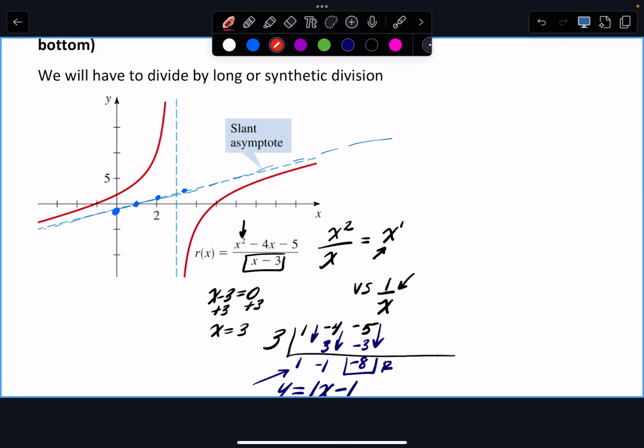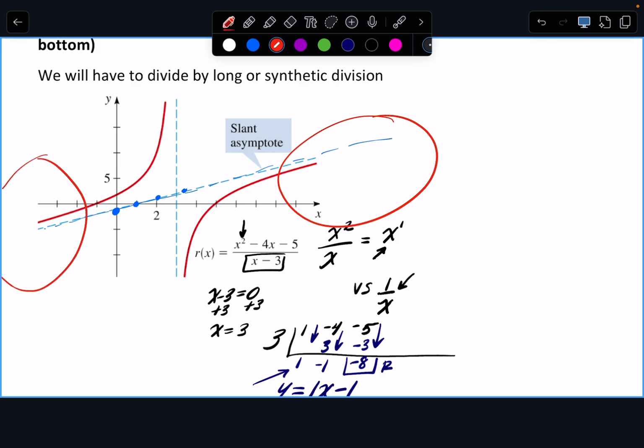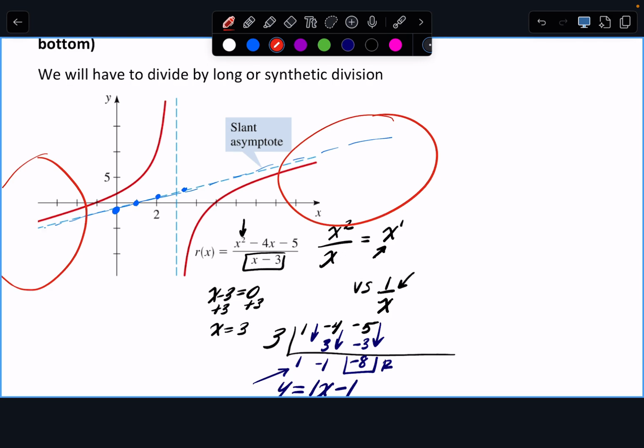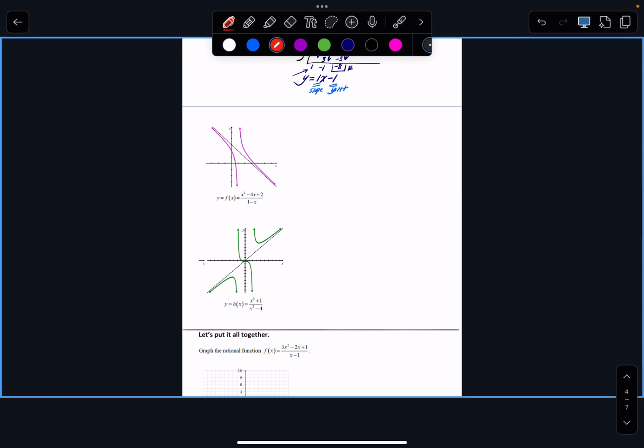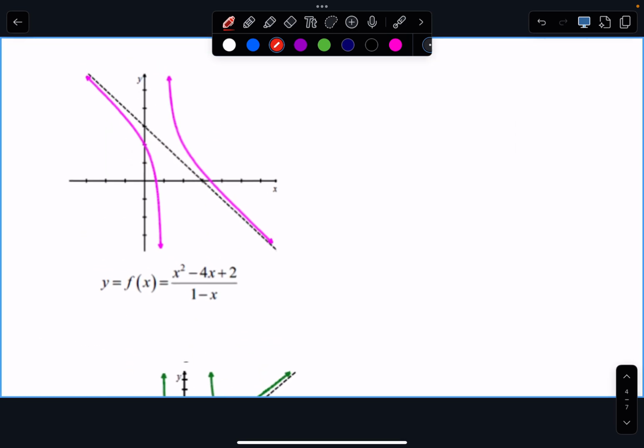And it shapes your graph. Look, see, as you go far out to the right, isn't that dotted line where it's approaching? To the right and to the left, isn't it where it's approaching? So it works the same as a horizontal asymptote, but it's going to guide our graph. Okay, cool. All right, so let's just get to the point here.